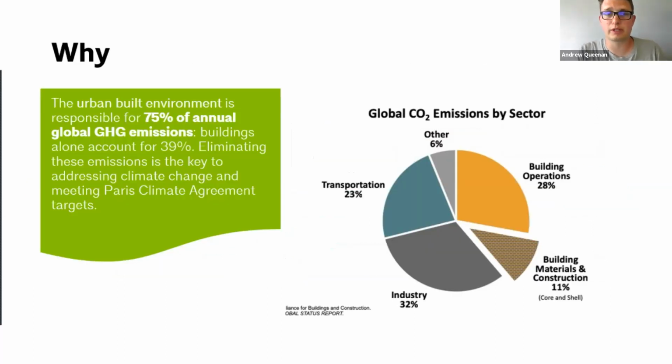So just a real quick refresh from January. So why the 2030 commitment? The urban built environment is responsible for roughly 75% of global greenhouse emissions. Buildings alone account for 39% of that. So by being very targeted and specific on how we reduce that carbon footprint and energy use, we can make some big headway. Architects alone have a huge responsibility in helping combat climate change. So that's sort of the why.